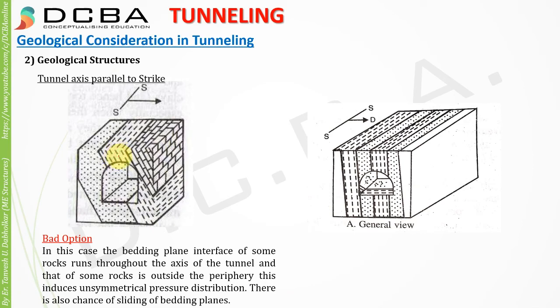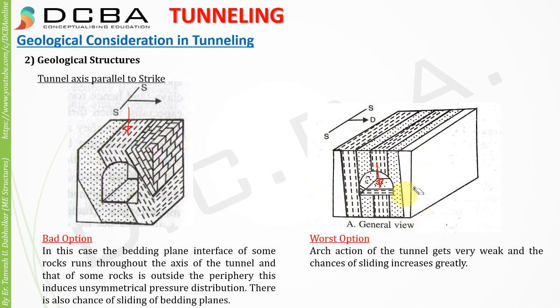So this bedding plane which is here can directly slide down like this due to the pressure that is coming on top of it. And since it is inclined, there is a little bit of chance, because then the force would be resolved into vertical and horizontal components. But there is a chance of sliding in. And in this case, when the dip is almost vertical and the tunnel axis is parallel to strike, what we can see is it can directly fail. So this is the worst option. Arch action of the tunnel gets very weak and the chances of sliding increase.